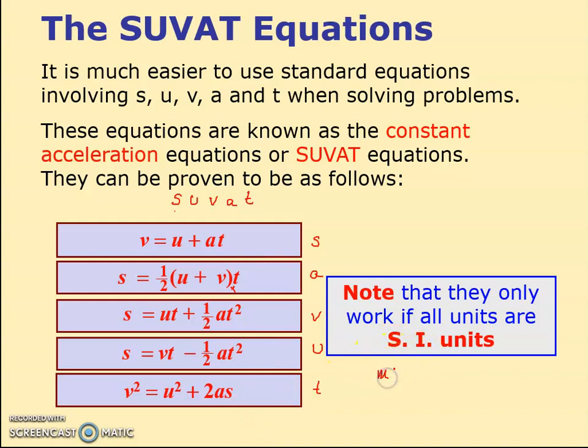So for instance, meters per second or meters per second squared, often written ms to the minus 1 or ms to the minus 2. So these are the kind of things that we expect them to see. If we haven't, we've got to convert them, hence the starter.